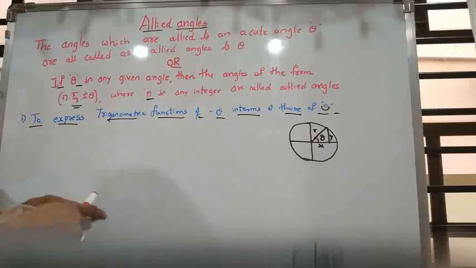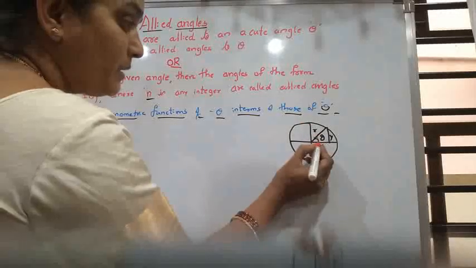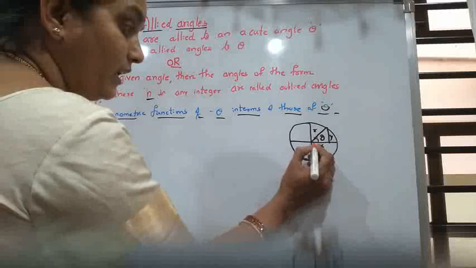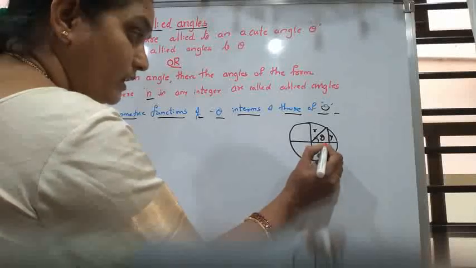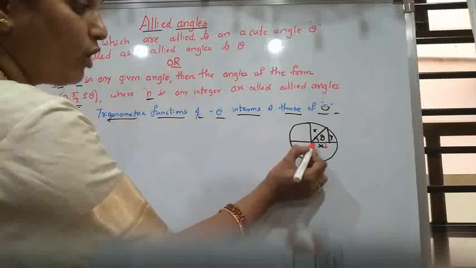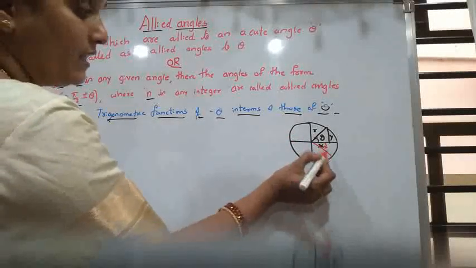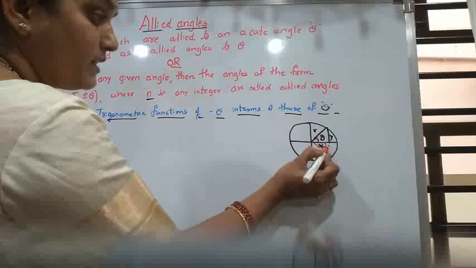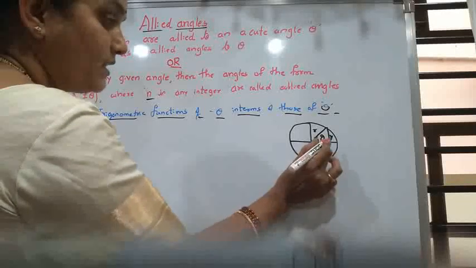Now, suppose the same measurement theta, if it was 30, the same 30 we take in the fourth quadrant, we will measure it in the clockwise direction. If I measure it in the clockwise direction, then the angle will be measured as negative, minus theta.